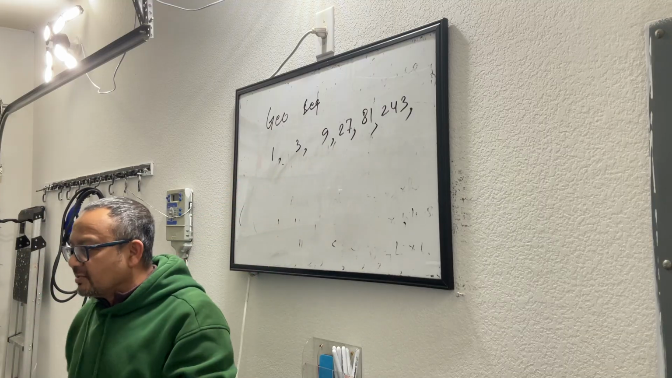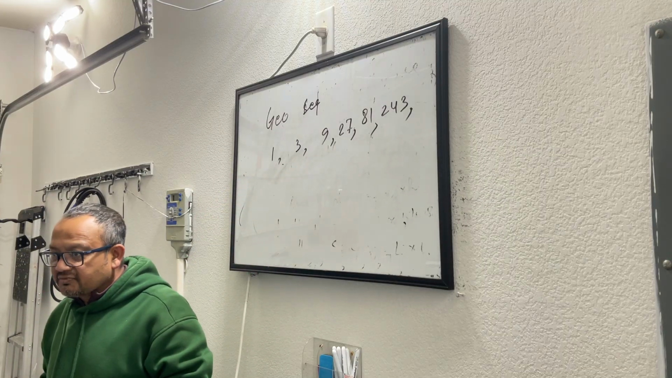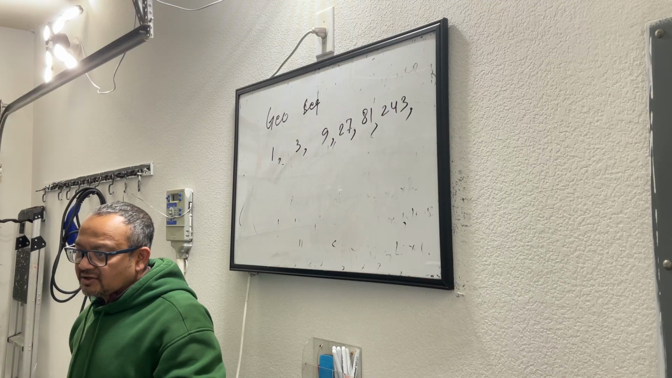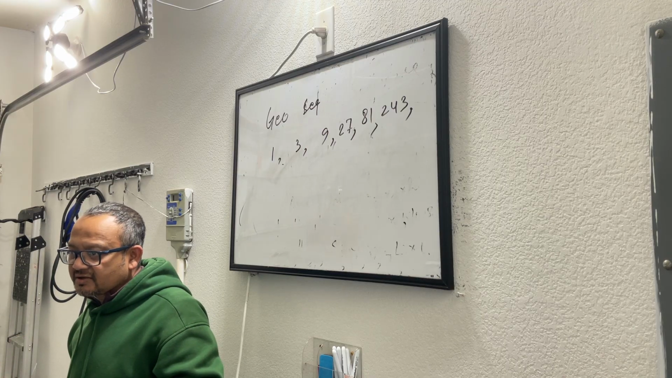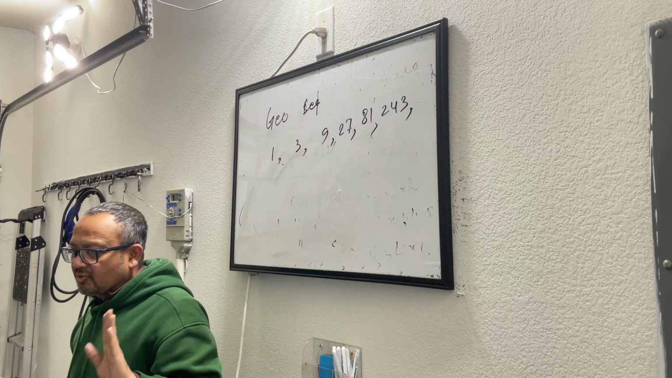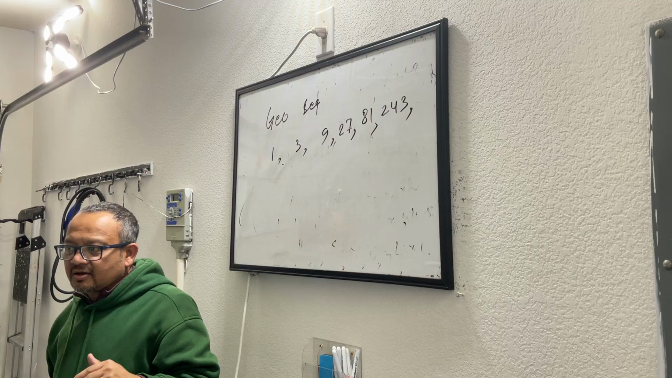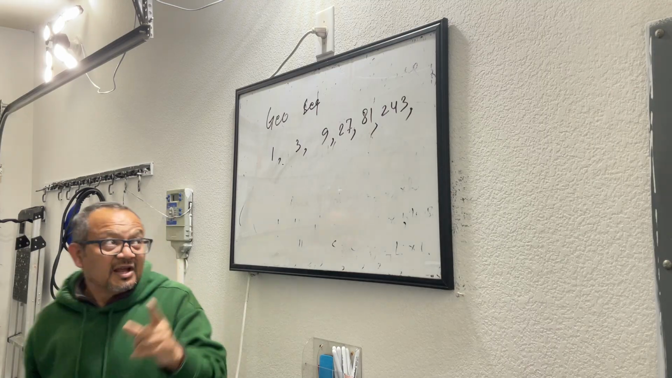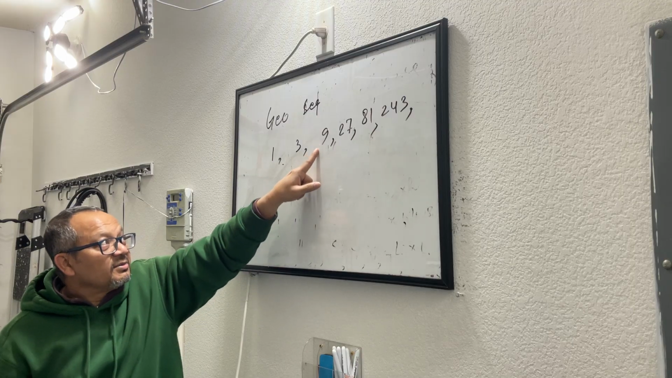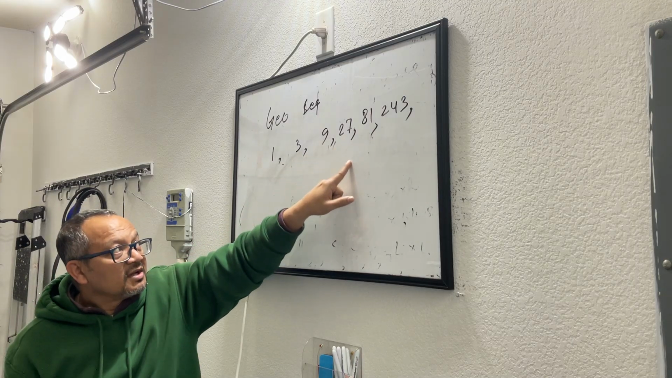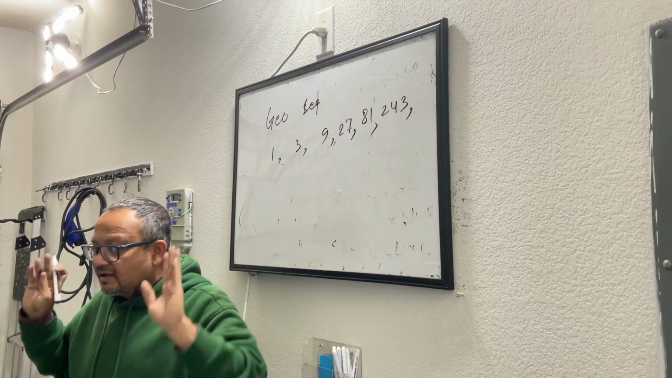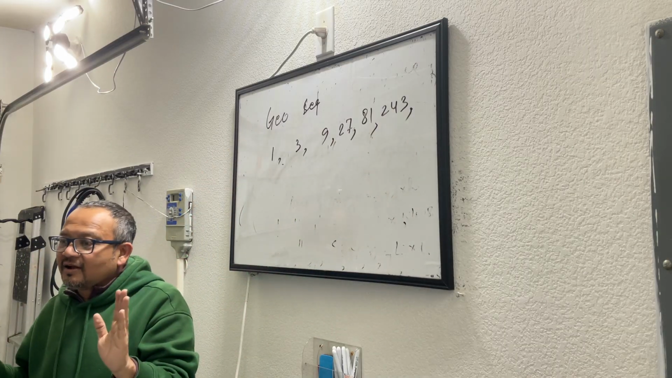Is this a geometric sequence or an arithmetic sequence based on whatever we have discussed so far? What do you guys think? Geometric. Why? Because it has to do with multiplication, right? You're multiplying 1 by 3, you're getting 3. Multiplying 3 by 3, you're getting 9. Multiplying 9 by 3, you're getting 27, 81, right? So this is a geometric sequence.